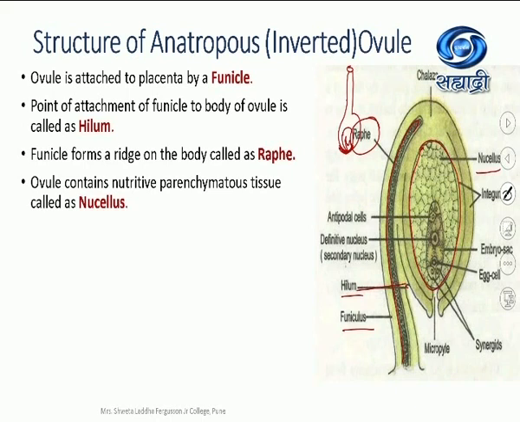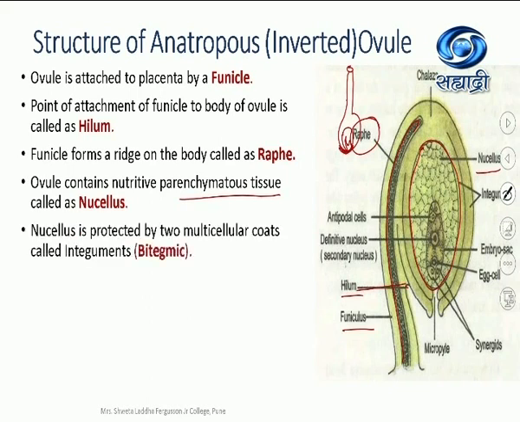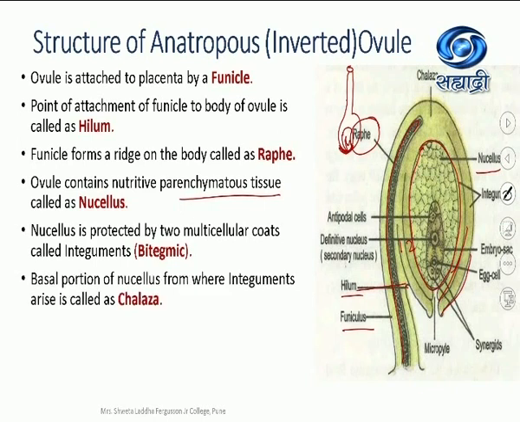This is the nucellus. And the nucellus consists of what type of tissue? Parenchymatous tissue. And what is their function? They are nutritive in function. The nucellus is protected by two multicellular coats, two integuments. And as there are two integuments, such an ovule is called bitegmic. Look at this. This is the outer integument and this is the second, inner integument. Outer, inner. As there are two integuments, this ovule is called bitegmic. The basal portion of the nucellus from where the integuments arise is called the chalaza. This is the basal portion. From here the integuments are arising. So this is called the chalaza.